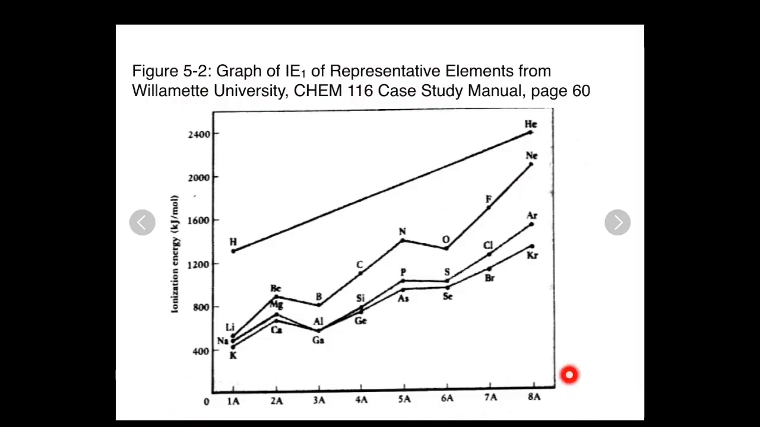So these are the main group elements, plotted against the amount of ionization energy. The unit is kilojoules per mole. Okay, so every 1 mole of an element requires this many kilojoules to remove the first electron.